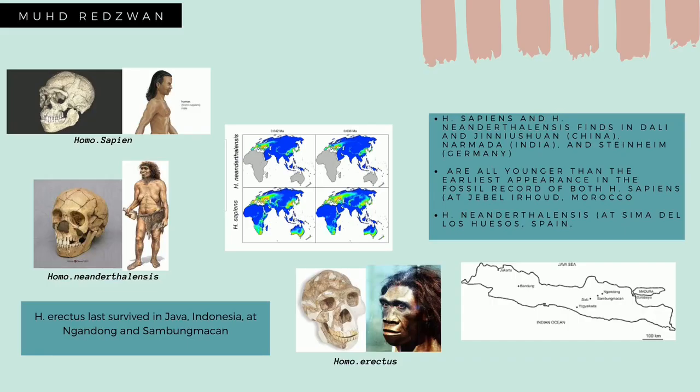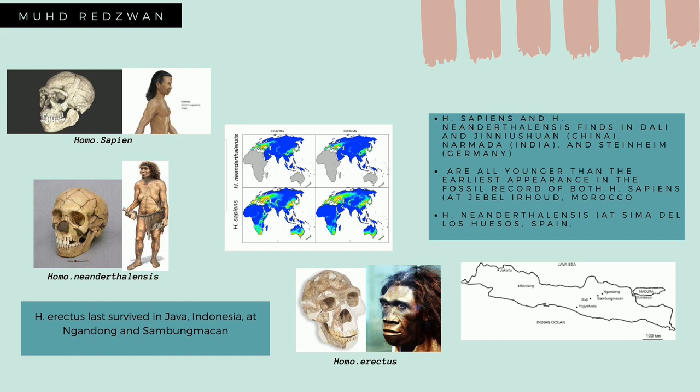So next slide, I want to briefly talk about the Homo sapiens, Homo neanderthalensis, and Homo erectus places, right? Actually, we can see that the Homo sapiens fossils were found in Dali, Jinshuan, China, Narmada, India, and Steinheim, Germany, right? But these fossils are younger than the earliest fossil record of the Homo sapiens, which was found at Jebel Irhoud, Morocco. So this means the Homo sapiens found at Dali, Jinshuan, China, Narmada, India, and Steinheim, Germany are younger than the earliest appearance, the fossil record of the Homo sapiens at Jebel Irhoud, Morocco.